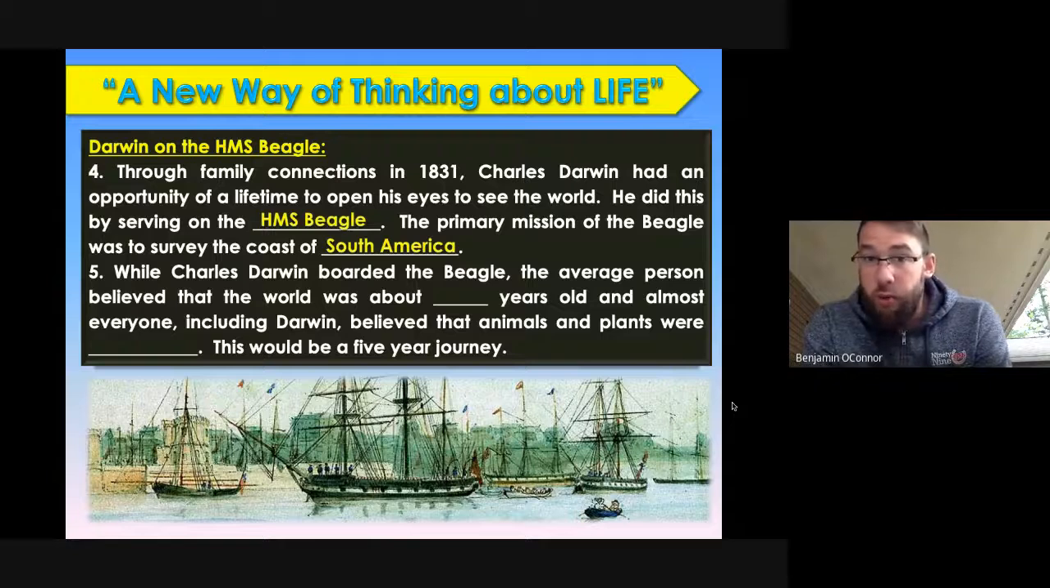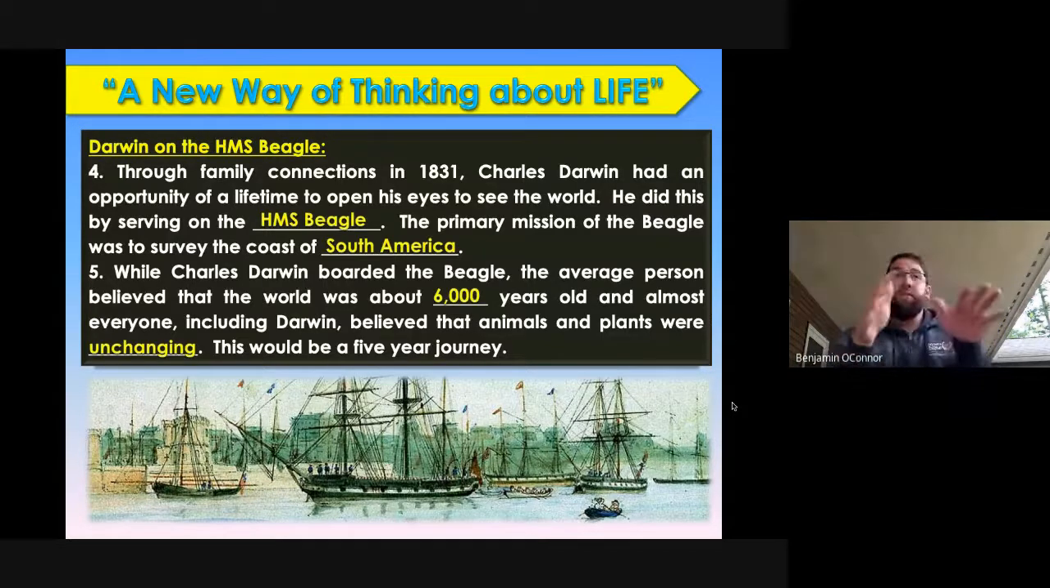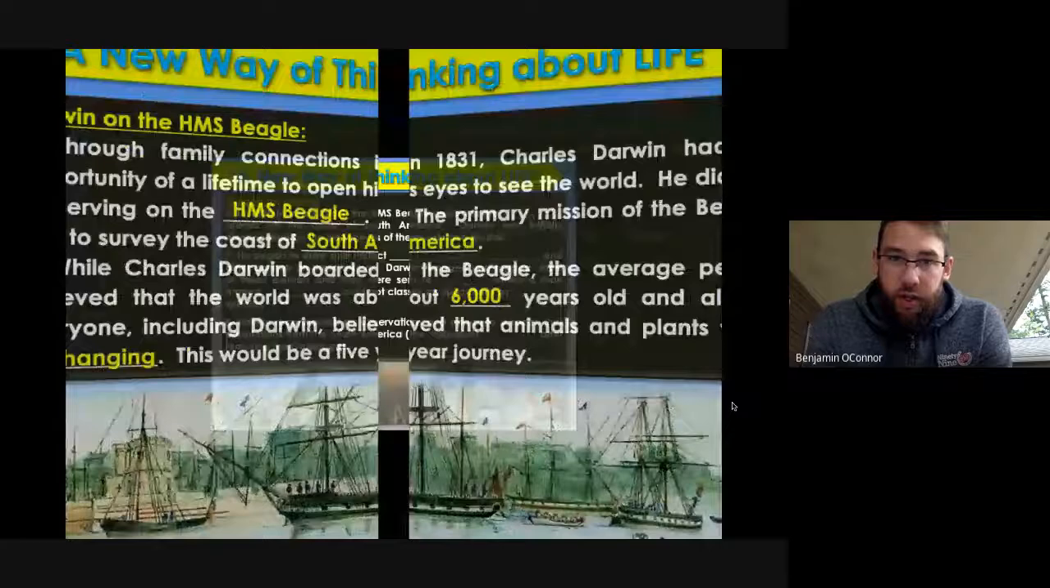While Charles Darwin boarded the Beagle, the average person believed that the world was about 6,000 years old, which was wrong, and almost everyone, including Darwin, believed that animals... sorry, not that Darwin was 6,000 years old. Darwin was opening people's eyes to that with his discoveries. People did believe that plants and animals, as they saw them during their lifetime, were all that there was and how it always would be. The chipmunks and squirrels of their time were the chipmunks and squirrels during the Jurassic period. We know that's not true, but that's because we grew up with advanced science.